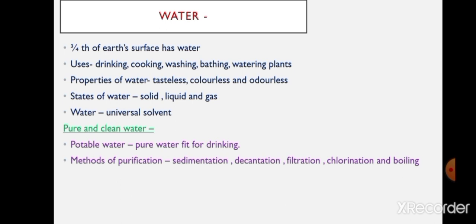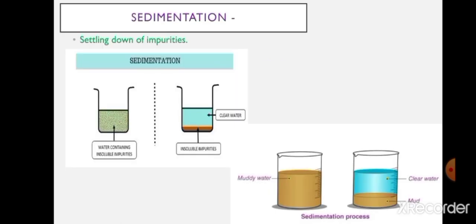All right. Now, potable water. What is potable water? Pure and clean water fit for drinking is known as potable water, which we use for drinking. To purify water, there are different methods we can use, such as sedimentation, decantation, filtration, chlorination, and boiling.